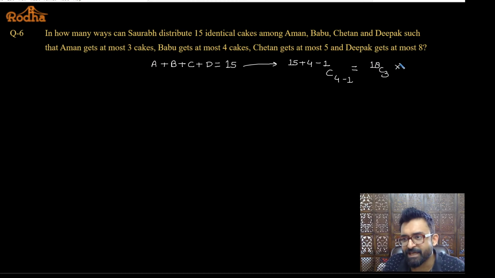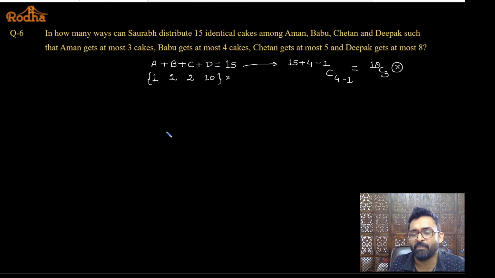But that is obviously incorrect. How come it is incorrect? In this case, there is a possibility that Deepak got, let's say, 10 cakes, and this person got, let's say, 2 cakes, this got 2 cakes, and this got 1 cake. That is not possible, because Deepak should not get more than 8 cakes. This case is not valid. That's why I cannot directly calculate the whole solution.